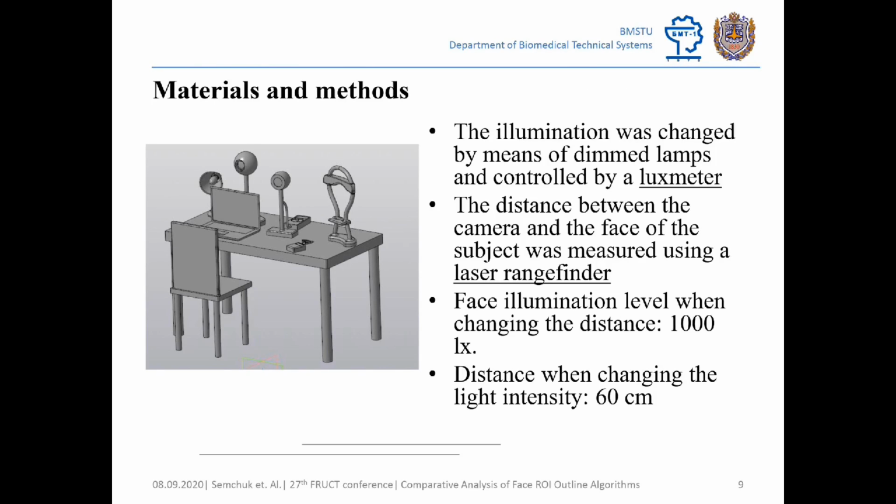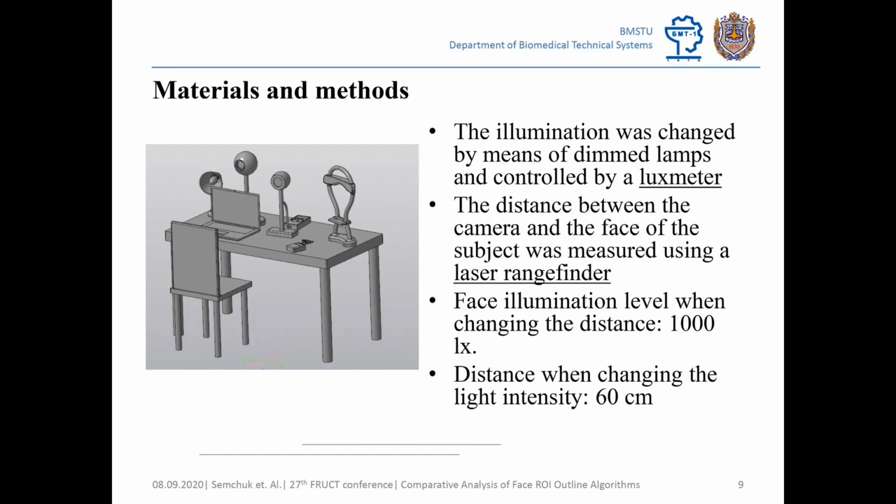The illumination of a biological object and the distance between the registration tool and the biological object were used as parameters that simulate video recording conditions. The illumination was changed by means of dimmed lamps and controlled by a luxmeter. The distance between the camera and the face of the subject was measured using a laser rangefinder. Two series of measurements were performed. In each, one of the parameters was changed and the second was maintained at a constant value.